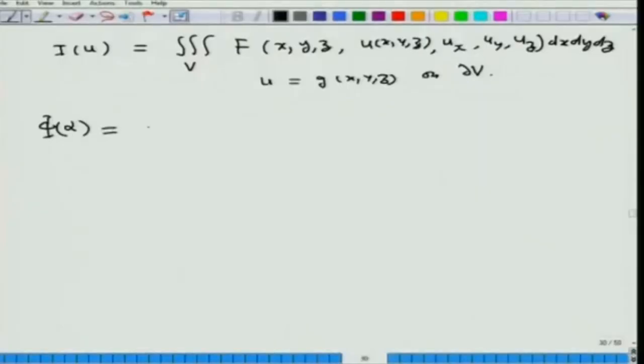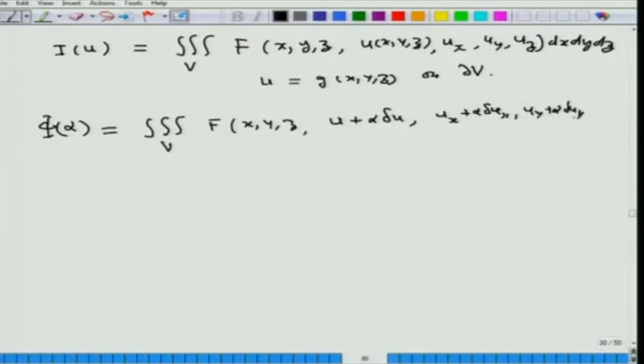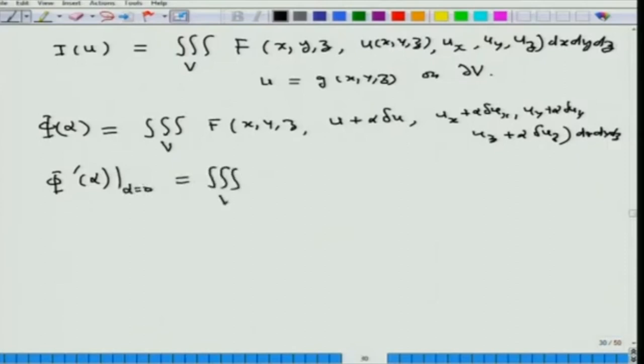We will have phi of alpha defined as the integral over V of f of x, y, z, and then u plus alpha delta u, and then u_x plus alpha delta u_x, u_y plus alpha delta u_y, and u_z plus alpha delta u_z, dx dy dz. Then phi prime of alpha, evaluated at alpha equal to 0, we will have f_u delta u plus f_{u_x} delta u_x plus f_{u_y} delta u_y plus f_{u_z} delta u_z.